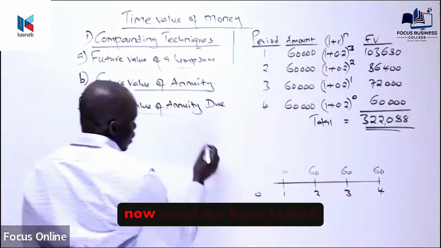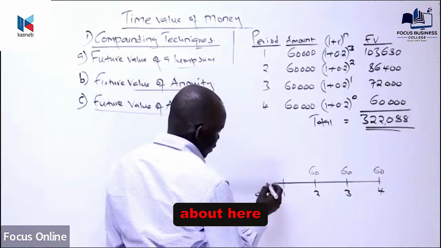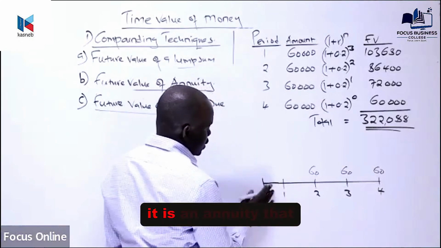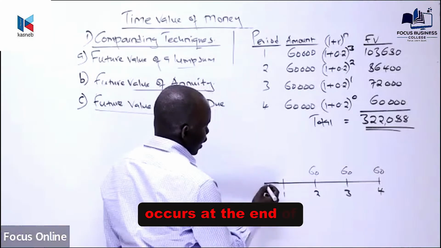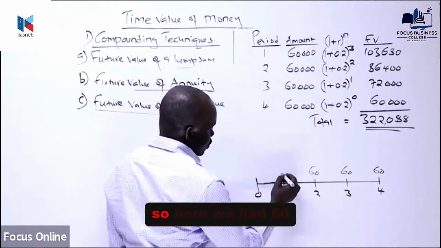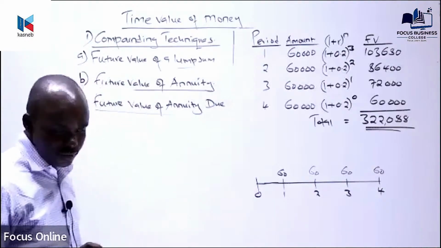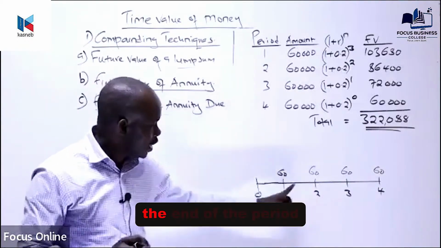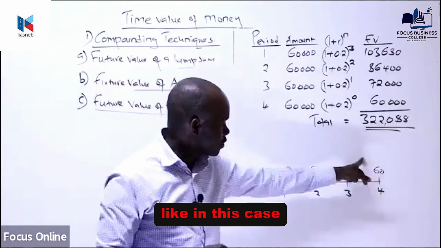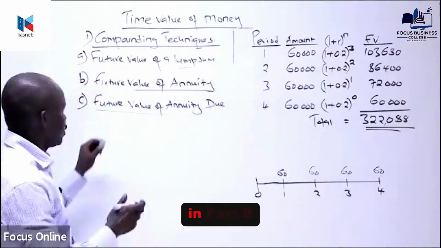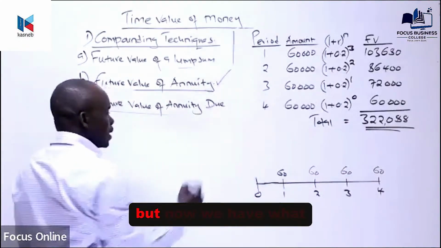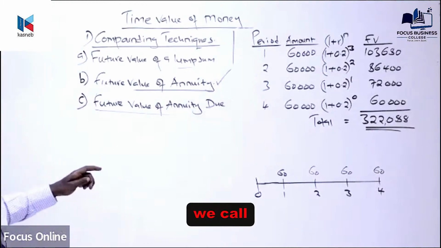Now, what we have talked about here is an annuity that occurs at the end of the period. So here we had 60. If an annuity occurs at the end of the period, like in this case, that is what we've done in part B.